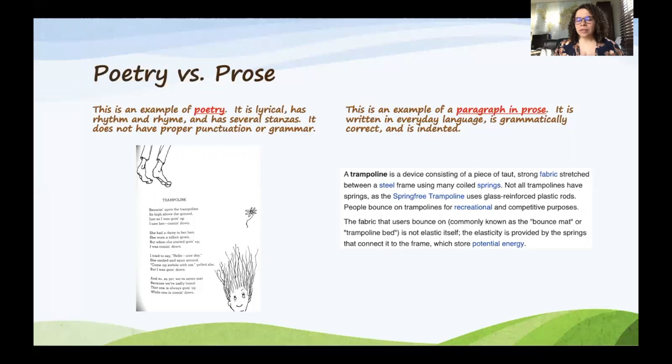A trampoline is a device consisting of a piece of taut, strong fabric stretched between a steel frame using many coiled springs. Not all trampolines have springs, as the spring-free trampoline uses glass-reinforced plastic rods.